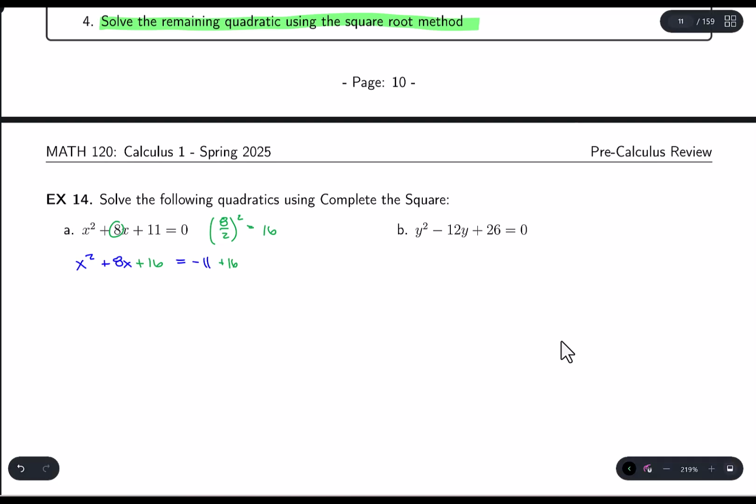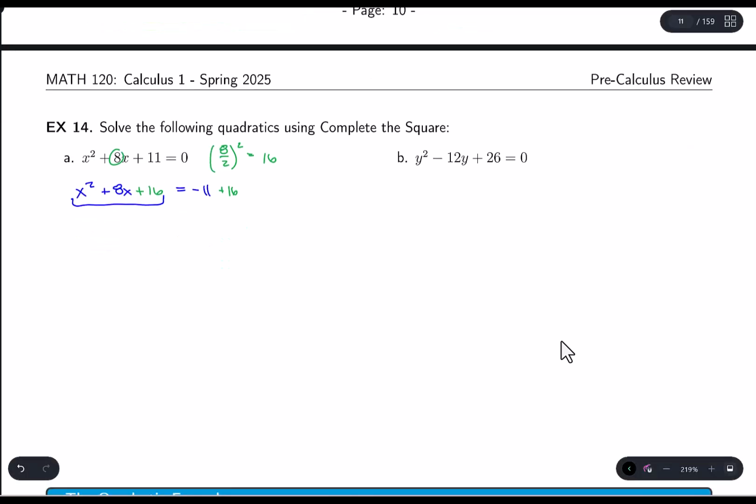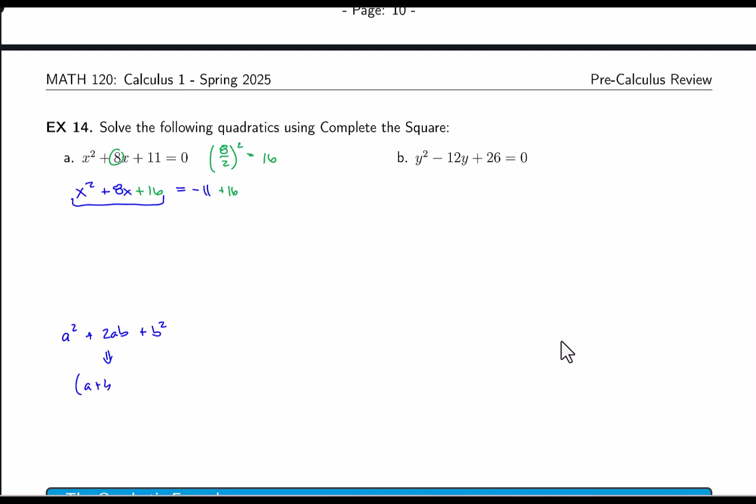And that makes this right here a perfect square trinomial. And what I mean by a perfect square trinomial is that it's of the form a squared plus 2ab plus b squared, which factors into (a plus b) quantity squared. So it's just the square root of these outer two terms added together. Well, the square root of x squared is just x.